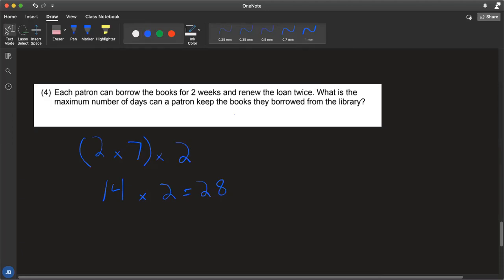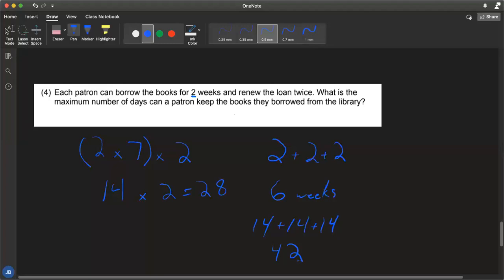Okay. Yep. So what I did for this one, so this is kind of a tricky one. I left it at 2 weeks. And I said, if they can borrow it for 2 weeks and then renew the 2 weeks twice. So they can rent it for 2 weeks and then renew it and then renew it, right? So we can do 2 weeks plus 2 weeks plus 2 weeks. So I got 6 weeks for this one, which if we break it down would be 14 plus 14 plus 14.